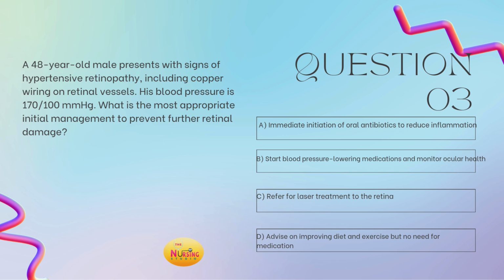Of course, we're going to start blood pressure lowering medication and we're going to monitor the ocular health, but we need to get this blood pressure under control so they're not having any further vessel damage to the retina. Because the hypertensive retinopathy, that uncontrolled hypertension, is what is causing that wear and tear on the vessels, right? So B is your best answer.